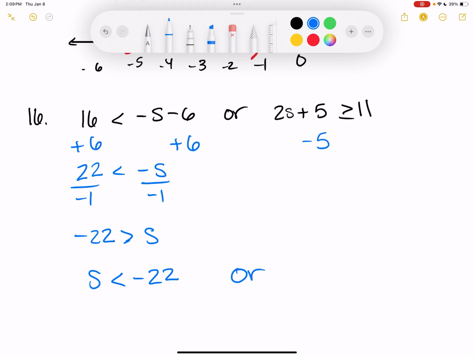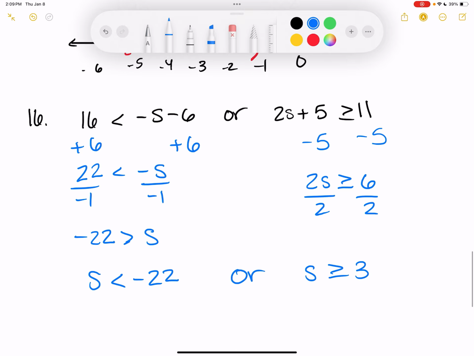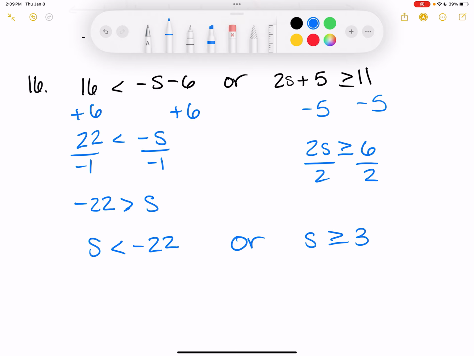Minus 5. 2s is greater than or equal to 6. Divide by 2. s is greater than or equal to 3. So s is less than negative 22 or s is greater than or equal to 3. So I'm going to graph this.